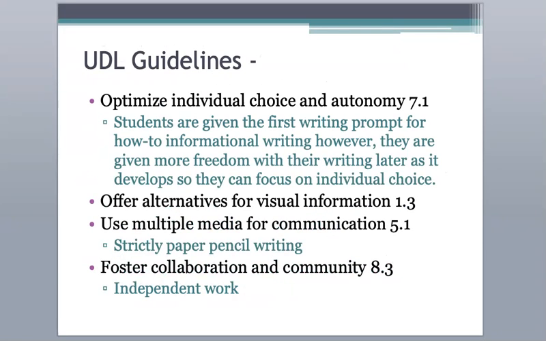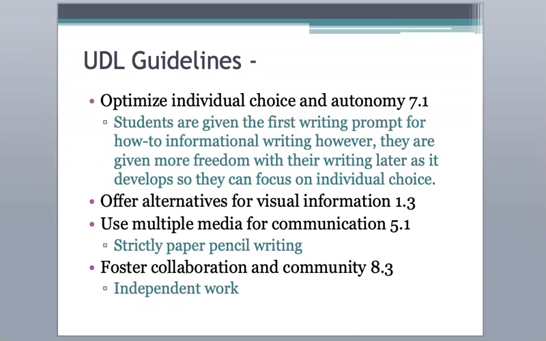Some of the negatives were that it doesn't really allow for individual choice, since I am giving them the topic that they have to write about, but they are given more freedom later as their writing develops about writing how-to stories. So I typically give them the prompt at first. The first prompt was how to build a snowman. Then they go to how to make a peanut butter and jelly sandwich. And then after that, they're given a little bit more free rein to teach somebody how to do something that they're really good at. It might be playing soccer, dancing or playing the violin, anything that they feel like they excel at.